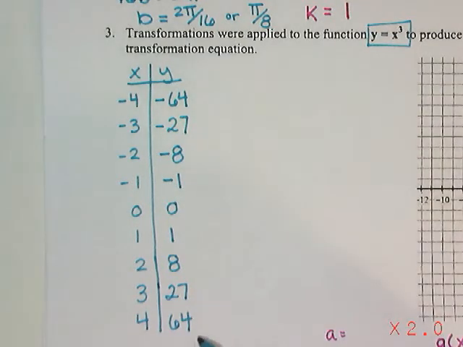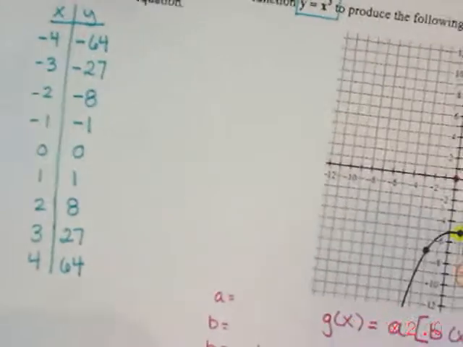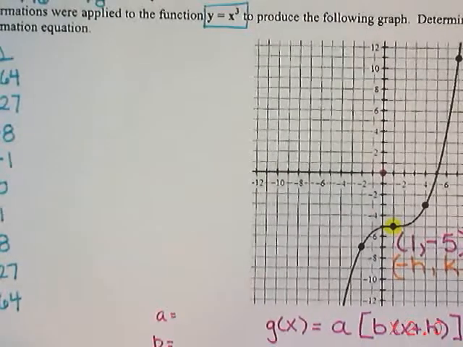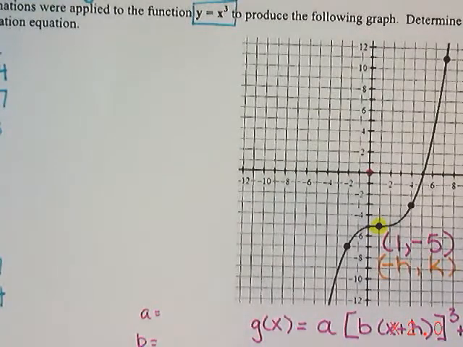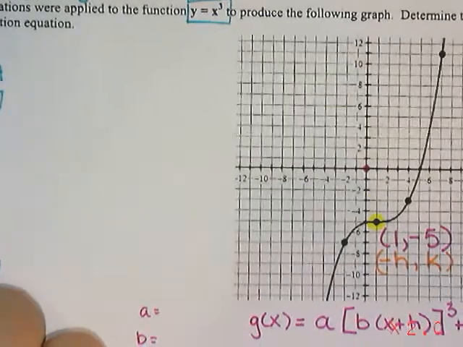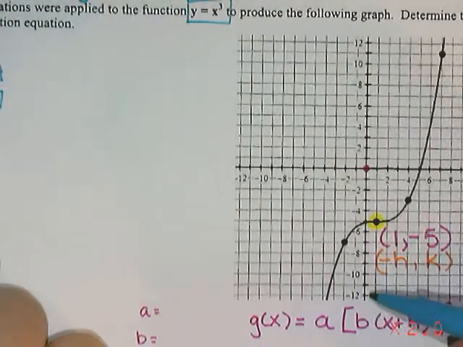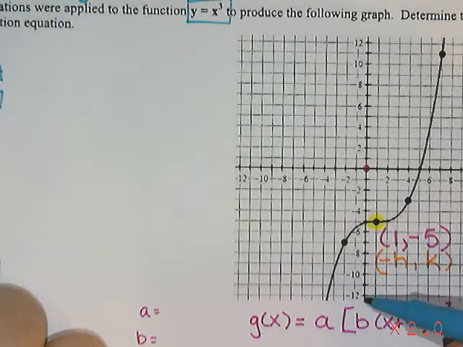I'm going to plot as many of these as I can on this grid. So -64 is way too small. It won't fit. My graph only goes down to -12.